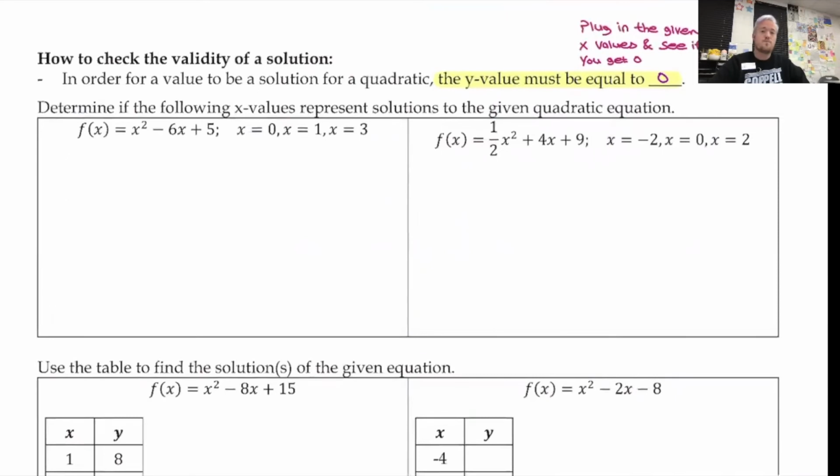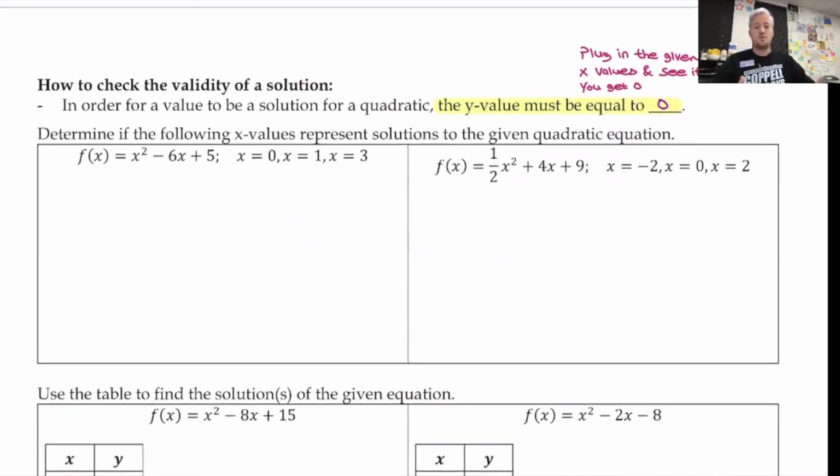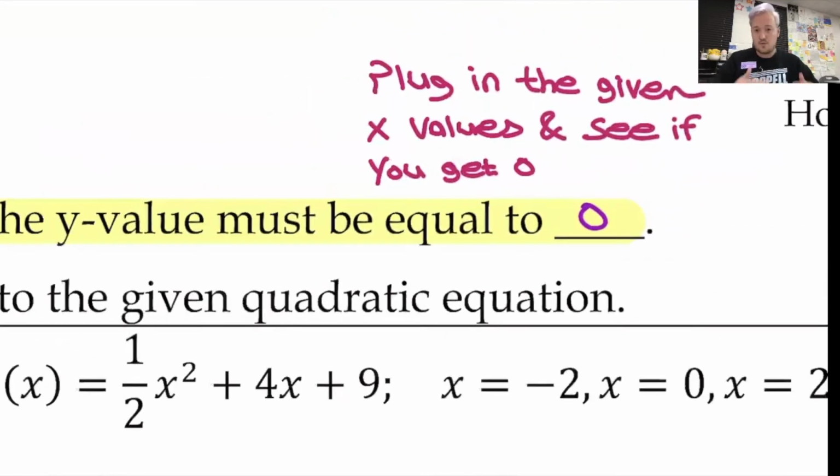All right, so what if I actually give you the function and I give you these random points to check the validity? When I say check the validity, that means you want to plug that x value into the equation and see if it equals 0. That's how you know it's a solution. You could either do this by hand or use some shortcuts on the calculator. It's really up to you.